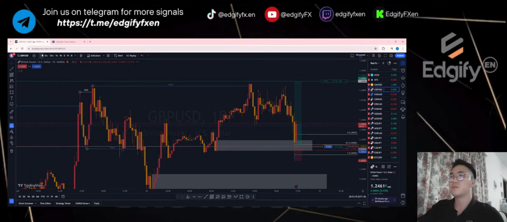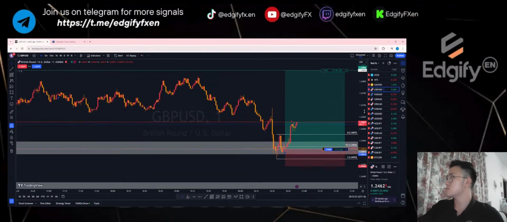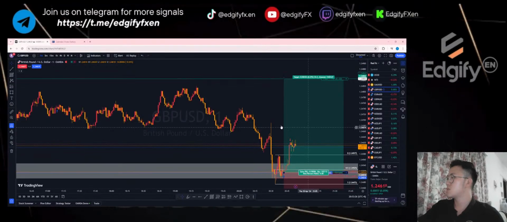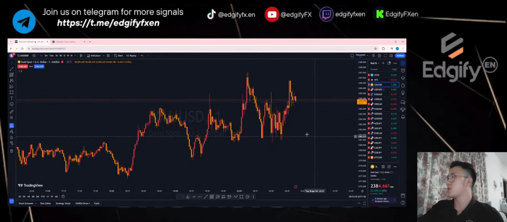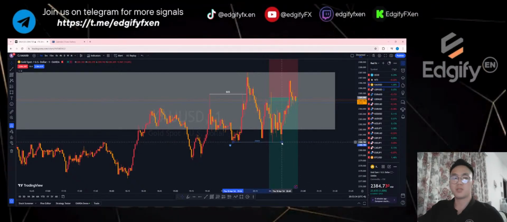I'm just going to let this run. Since I'm risk free, okay, let's look at gold. Gold at the moment, we still got nothing, right? It's not breaking below here.